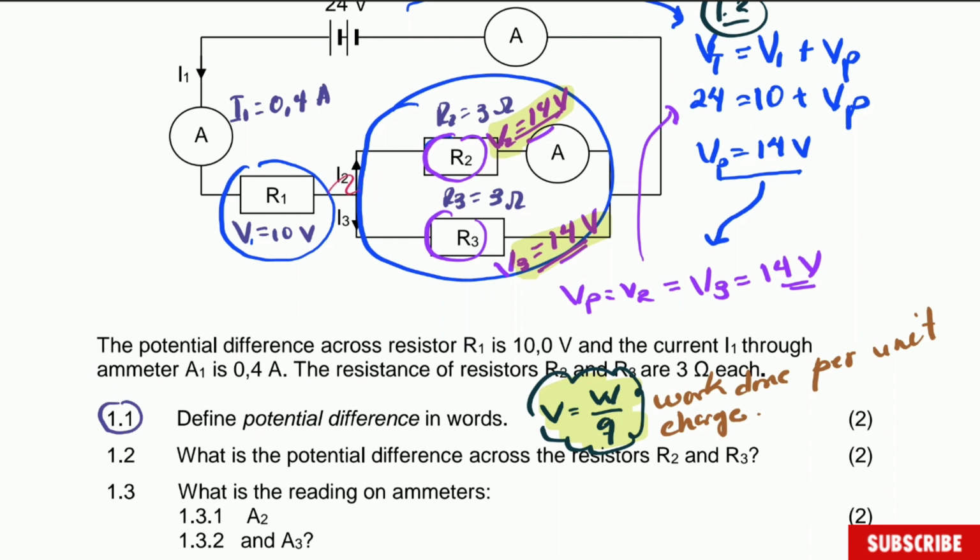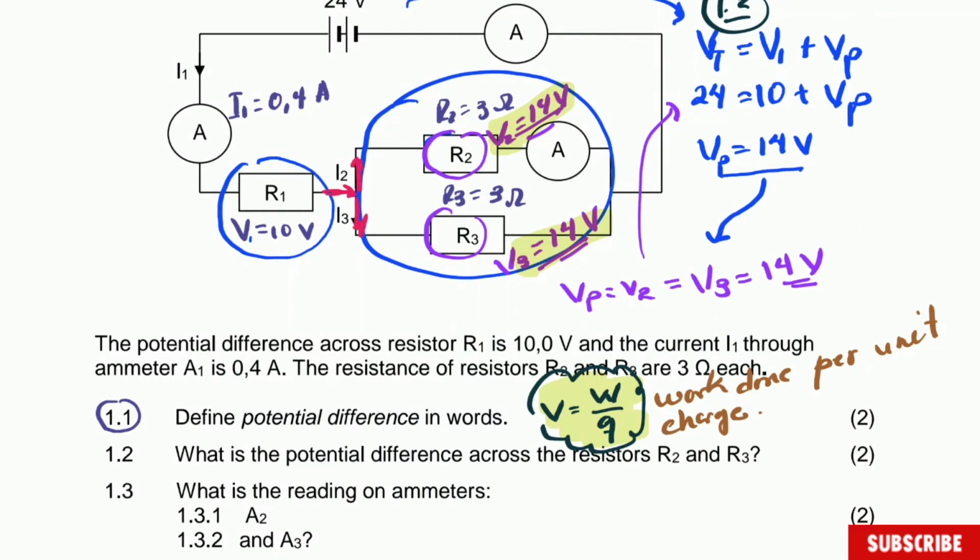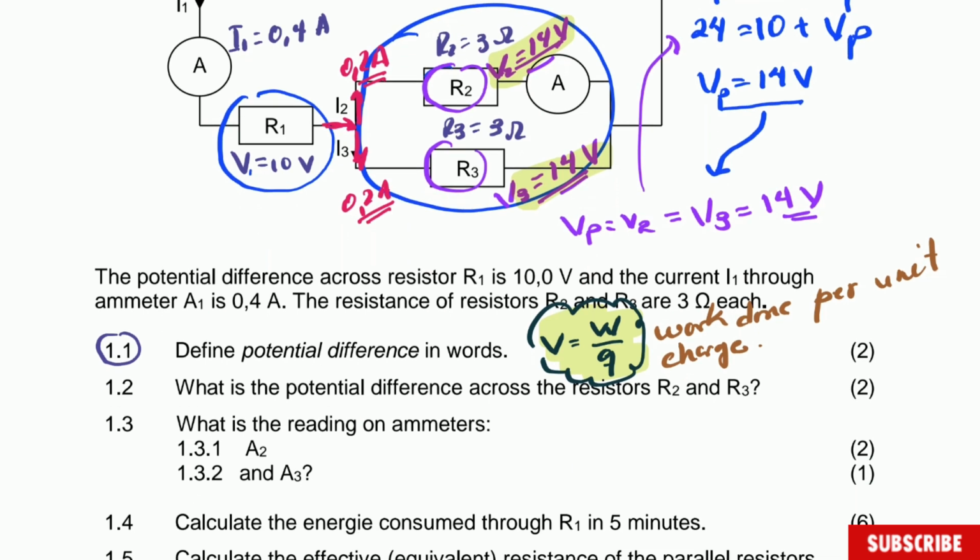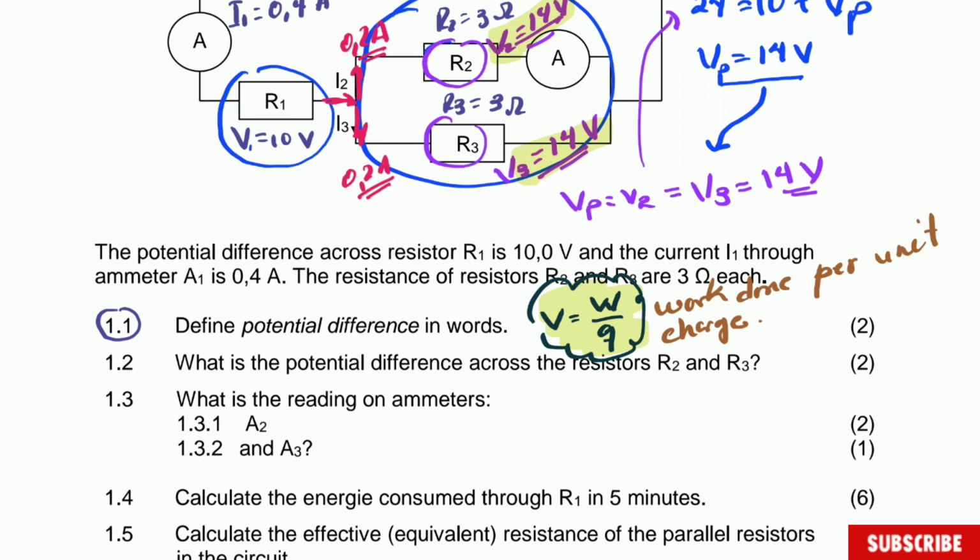At this point here, the current divides in 2 parts. And because the resistance of the 2 resistors is the same, the current is going to divide equally here. Therefore, 0.2 amperes will go on this side and 0.2 amperes will go on that side. So that is how to calculate the current in this specific question. For A2 it is 0.2 amperes and for A3 it is 0.2 amperes.